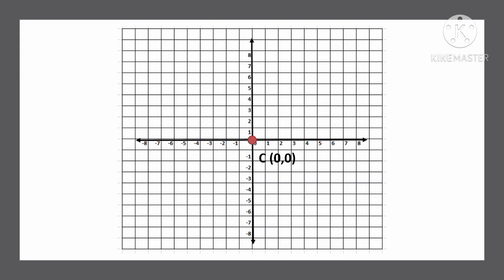So as you've seen, in quadrant 1, x is always positive and y is always positive. In quadrant 2, x is always negative and y is always positive. In quadrant 3, we also have x and y both negative. And in quadrant 4, x is always positive and y is always negative.